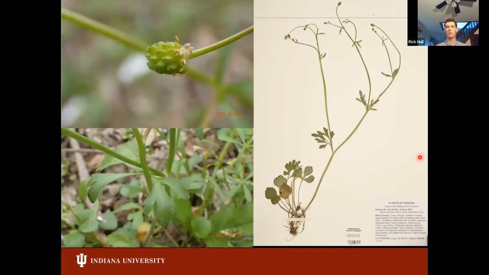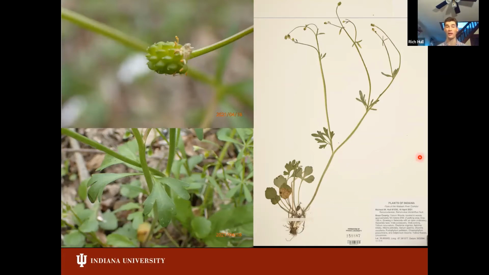This is Ranunculus micranthus. And the reason I'm showing this is I want to illustrate the importance of taking voucher specimens over just taking photographs or just putting a plant on a list in research. And the reason why is I initially misidentified this plant.